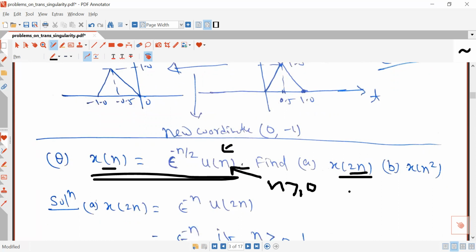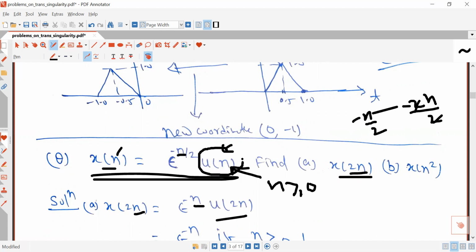And how will you get x(2n)? x(n) is given, so you have to replace n by 2n. Where you have minus n by 2, replacing n by 2n gives minus 2n by 2, so it will be minus n. So this is e to the power minus n u(2n). This signal is a unit step signal.